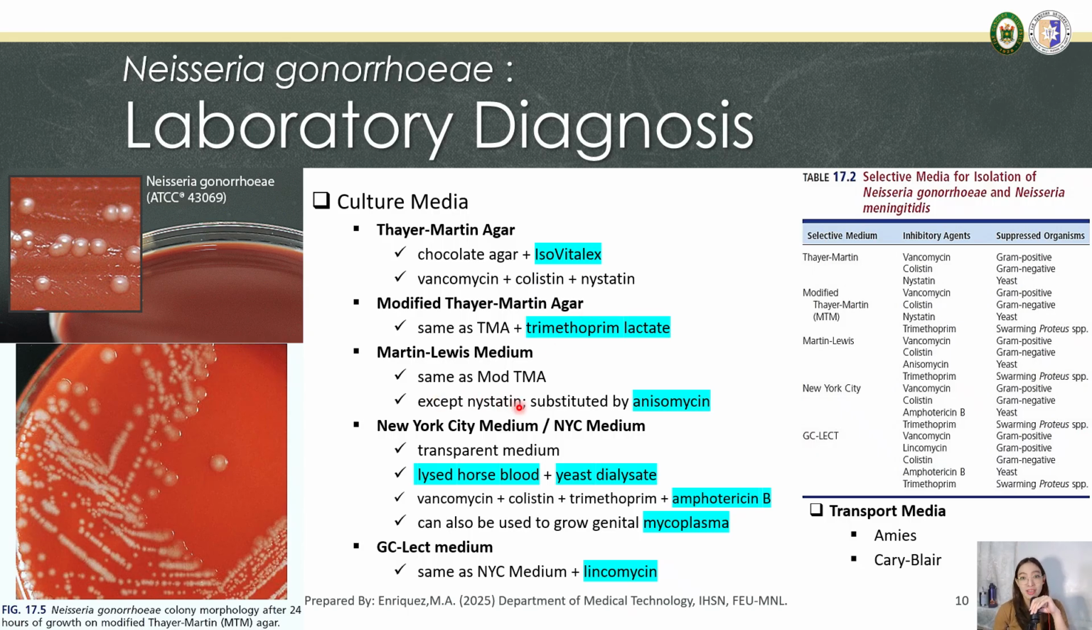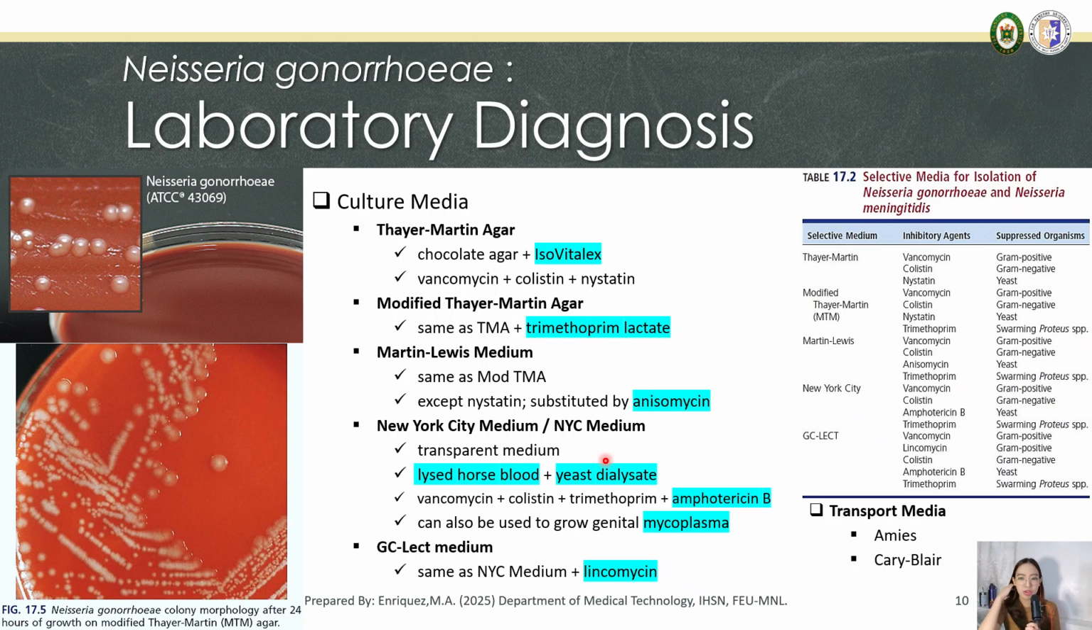Now, this one is a transparent medium, which has a different component. So it now is composed of lysed horse blood plus yeast dialysate. So imbis na chocolate agar at isovitalex, no? Chocolate agar pa rin siya, but it is now composed of horse blood and yeast dialysate as the additional nutrient source.